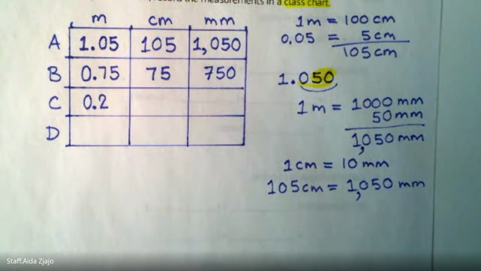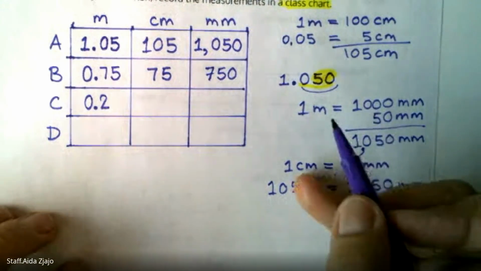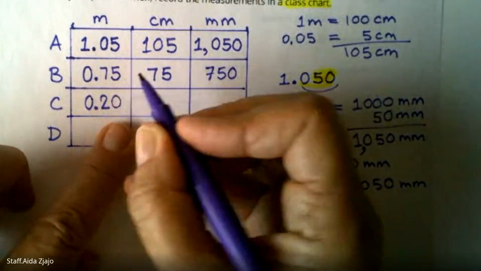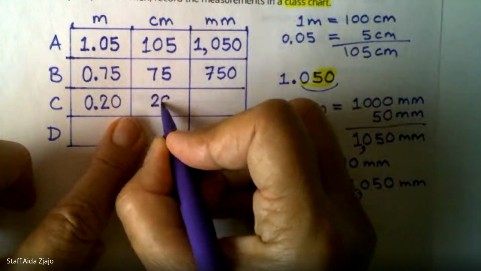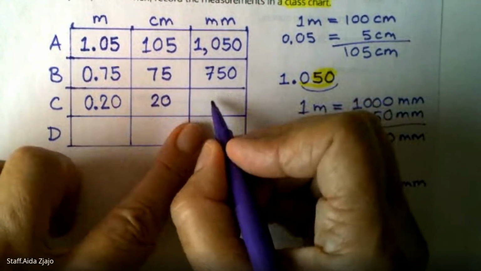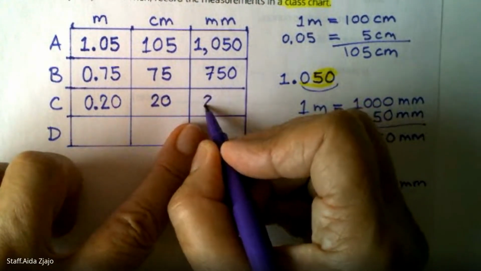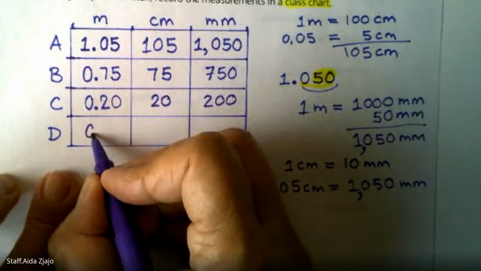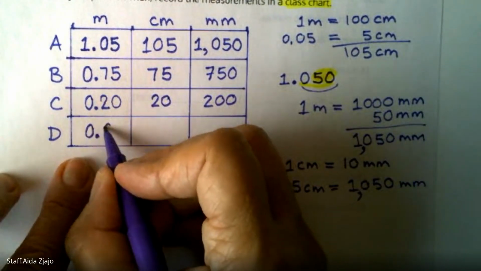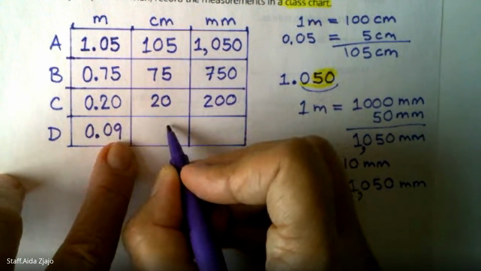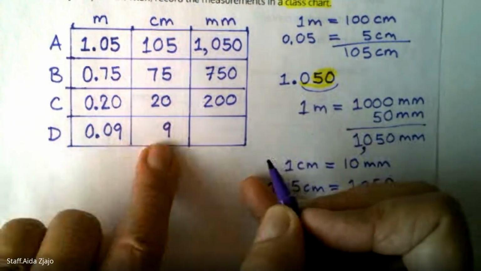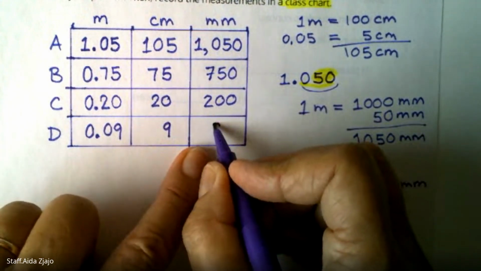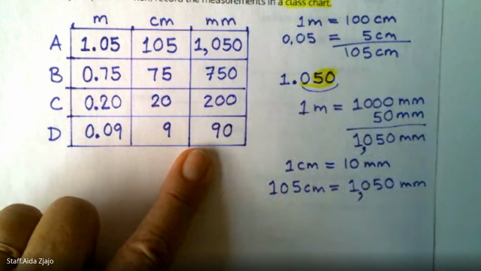Okay guys, I have to go, so I'm just going to shorten it. This 0.2 is the same as 0.20, and that will make 20 centimeters, which will make 200 millimeters. And then D is if you have 0.09, that means you only have 9 out of 100. You have 9 centimeters, and that 9 centimeters will be only 90 millimeters.